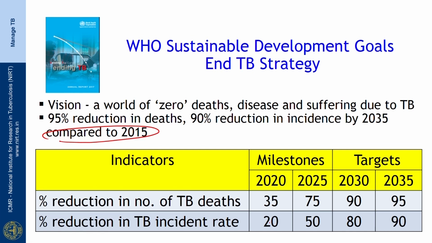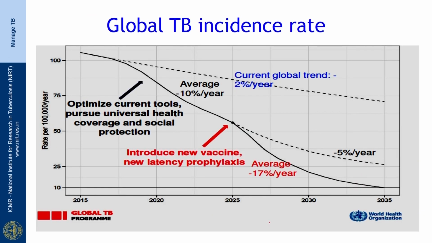The Indian government has an even more ambitious strategy. According to the National Strategic Plan, we hope to achieve these targets by the year 2025, which is quite ambitious, and therefore special efforts are needed to achieve this target.